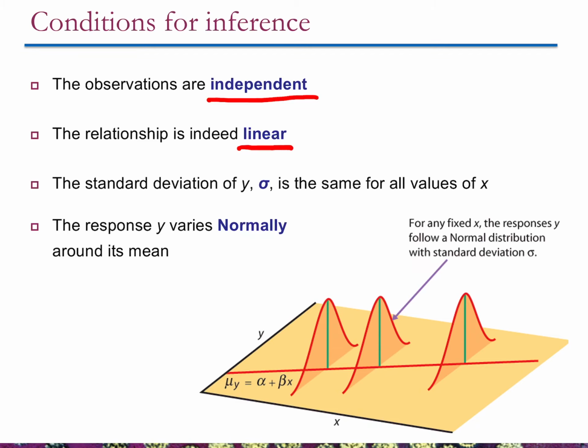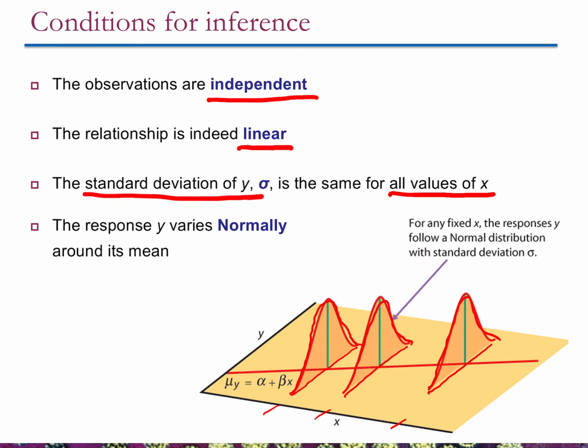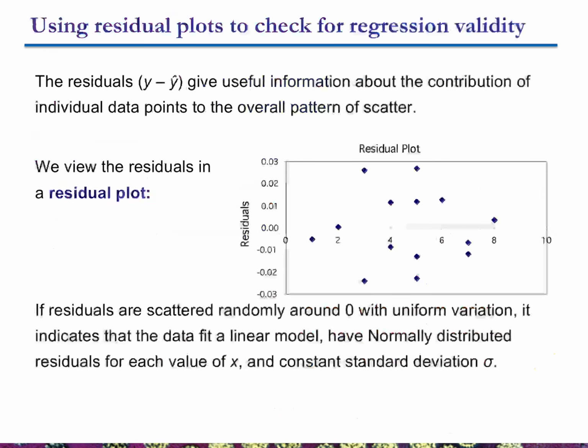The second is that our relationship needs to be linear, and we'll talk about how to figure that out in a minute. The third is that the standard deviation of our y response variable is the same for all values of x. This is just a way of saying that the width of these hypothetical distributions should be the same for individual values of x. I'll show you how to test for that. Finally, our response variable needs to vary normally around its mean. That's just a way of saying that we need to have normal distributions here for all possible values of y. And I'll show you how to test for that as well.